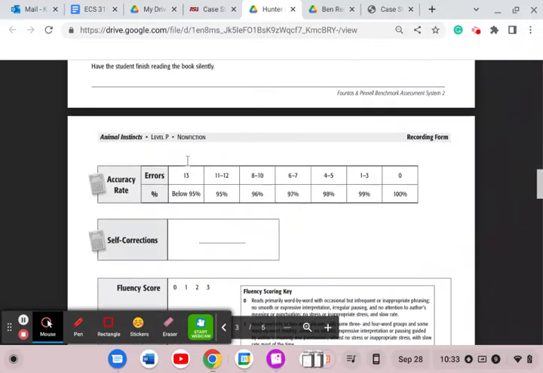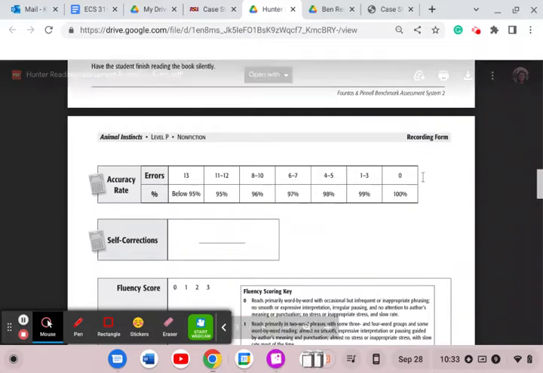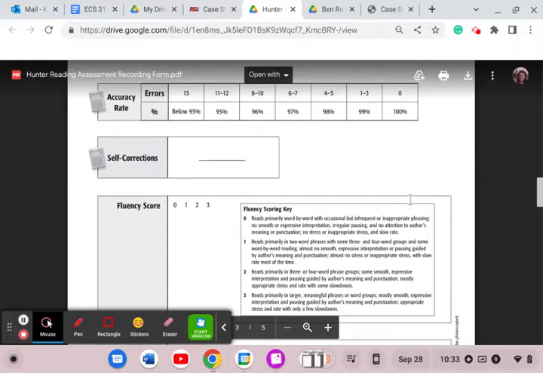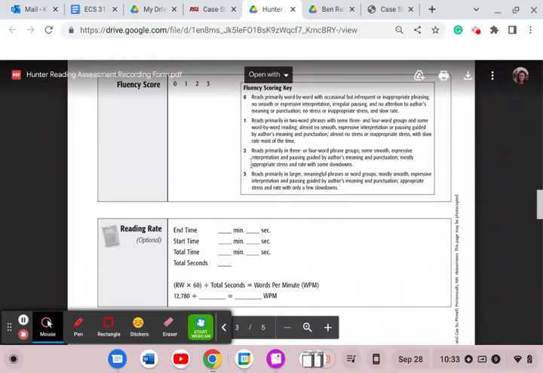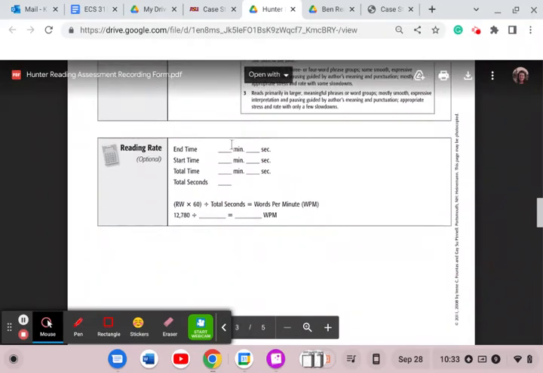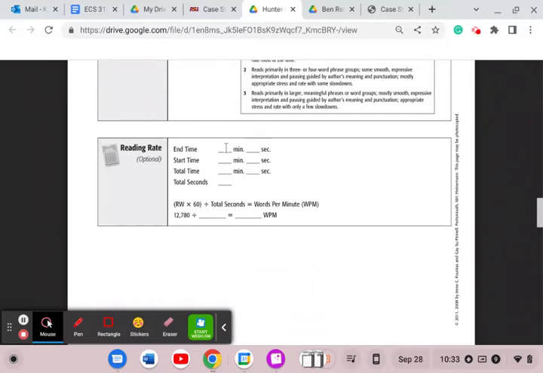So here you can see the errors. It's telling you the rate. You can even keep track of the self-corrections. And then this one even has fluency. So you would, thinking about Hunter's fluency, give him a fluency score. And then at the end, you would calculate the words per minute.